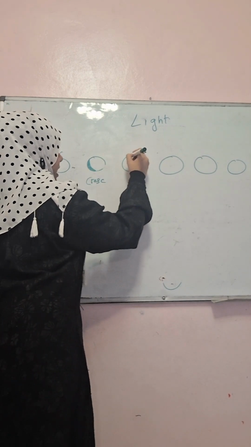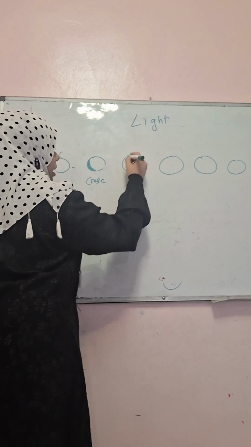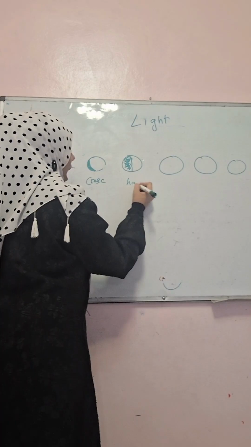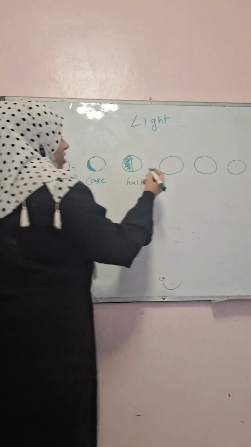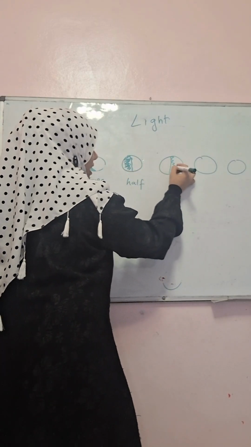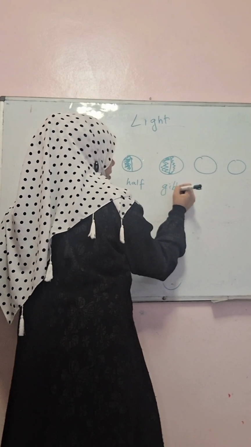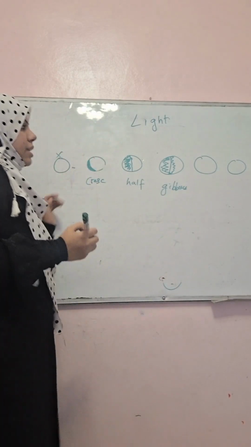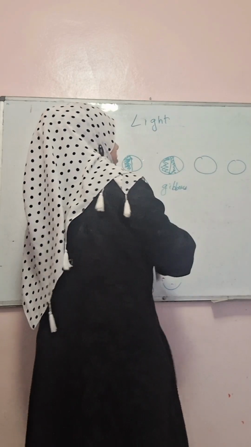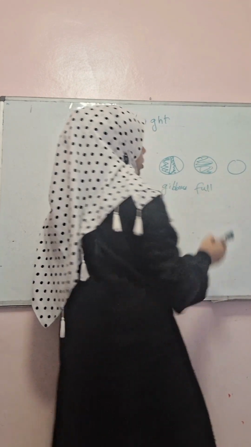After crescent, we can see half of the moon lit. So this is half moon. After half moon, we can now see more than half. So when it is more than half, it is gibbous. Then, let me draw it properly. This is gibbous. Then we can see everything. So this is full moon.